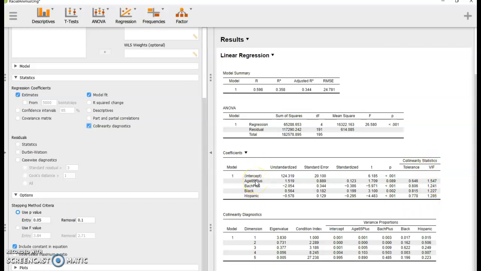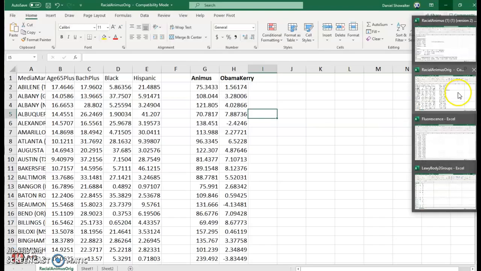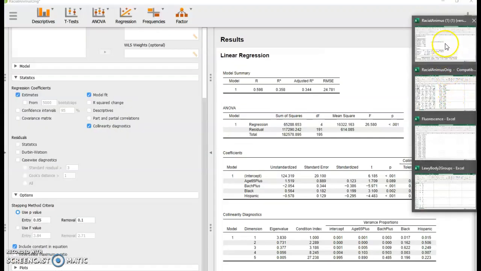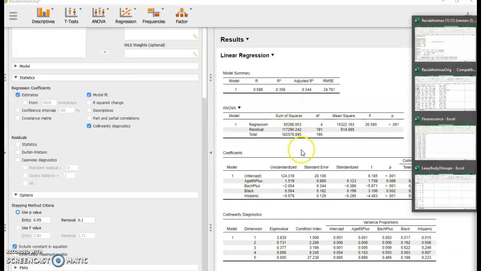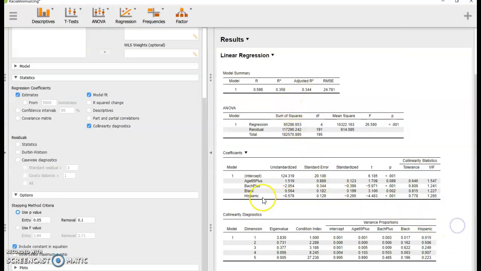Just to be clear, here I'm running the original multiple regression, where my outcome is racial animus, and these are my 4 predictors. And JASP nicely gives me that variance inflation factor, which, if you remember, was 1.24 for the Bachelor's Plus. And here, if we look at Bachelor's Plus, we're seeing that same 1.241.